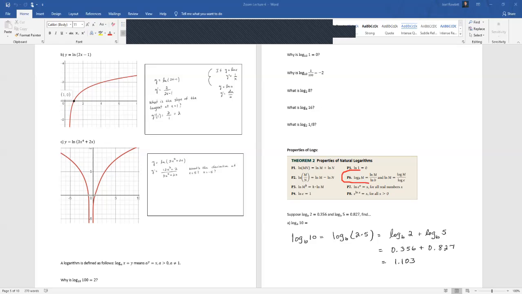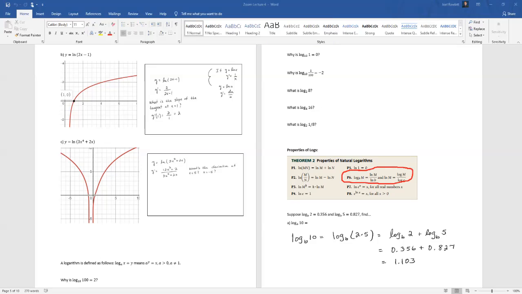This property here is often referred to as the change of base property. We probably will not use this too much, but every now and then we will have to use it in order to decompose equations. So if you have something like log, and by the way, if you do not see a number written for the base, it's understood to be 10.